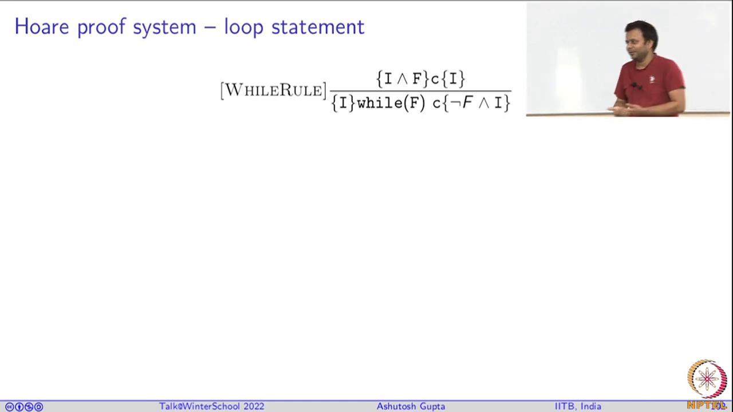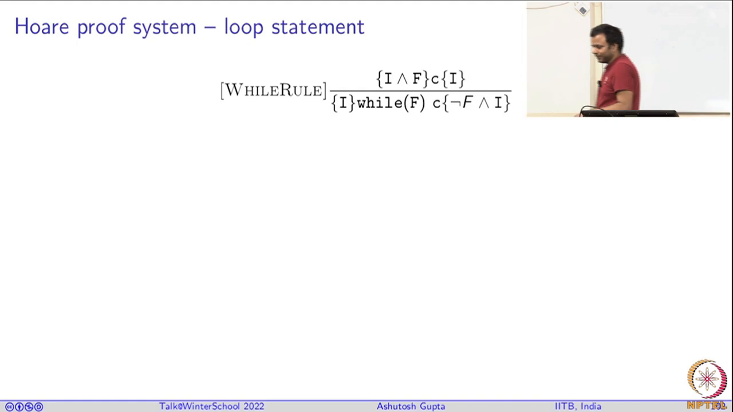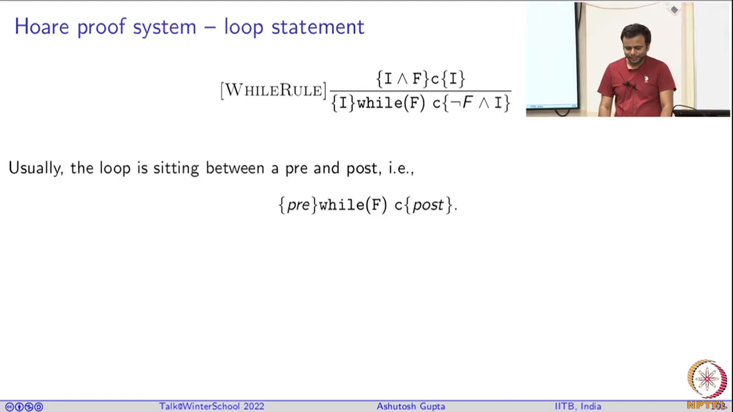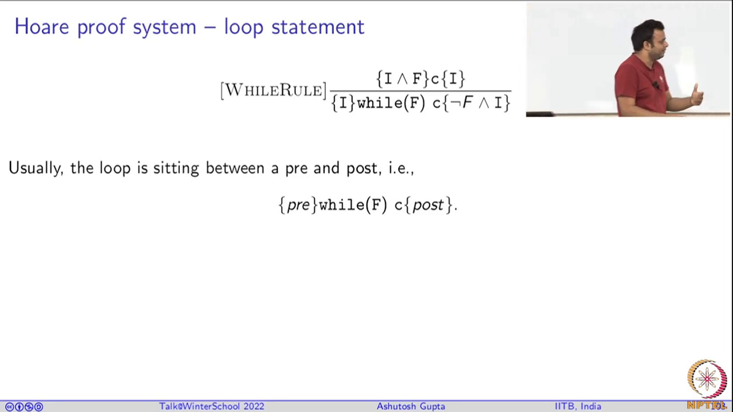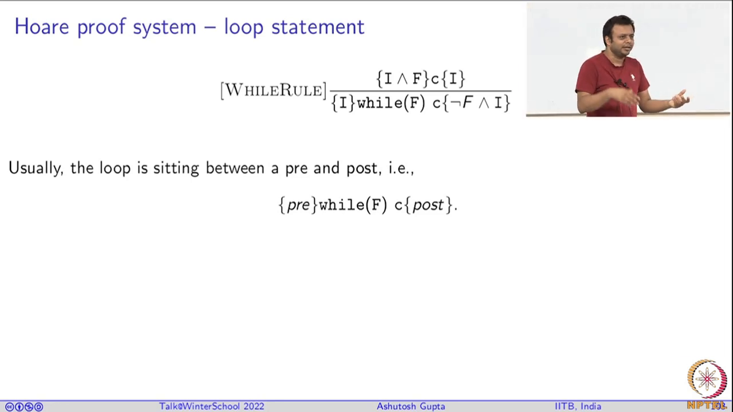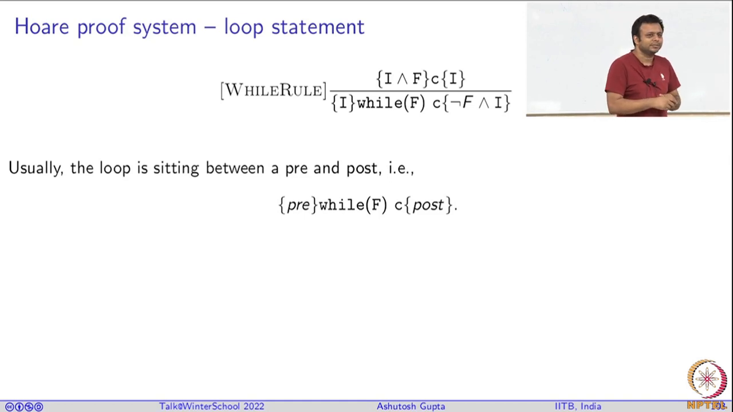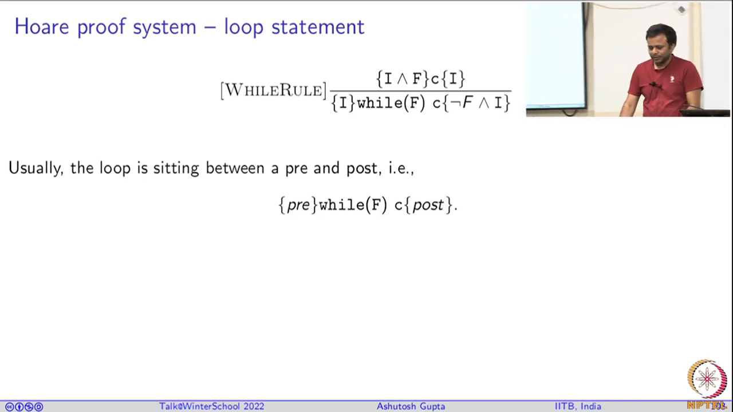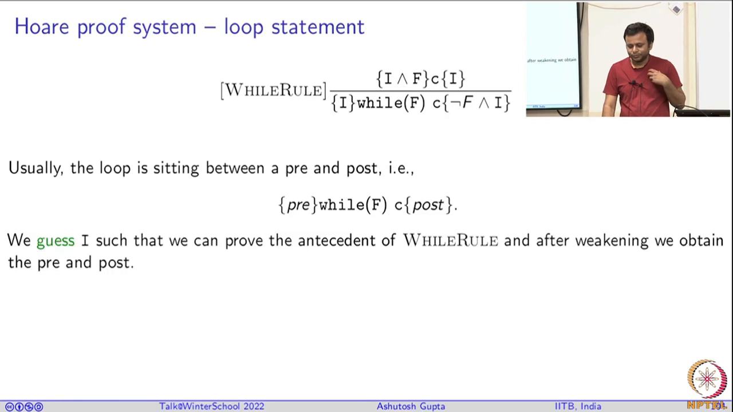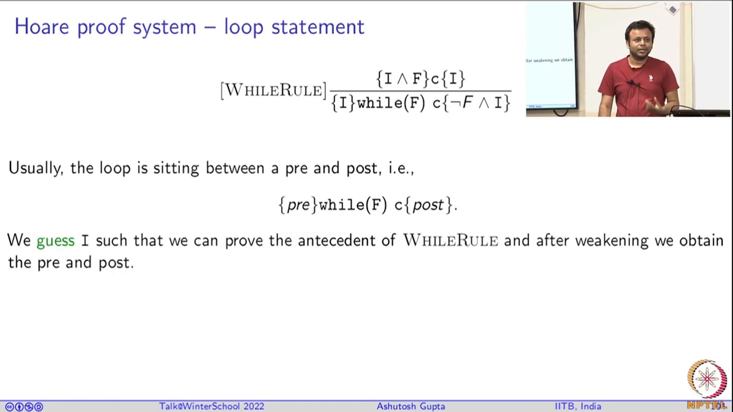So the question is how do you get I? And that's a really, really tricky business. Usually you are given a pre and post condition: start from here and finish here. And you say, okay, prove that this program is correct. But when somebody asks you this kind of question, they don't give you I. So you need to come up with I. So what will happen is you guess an I.